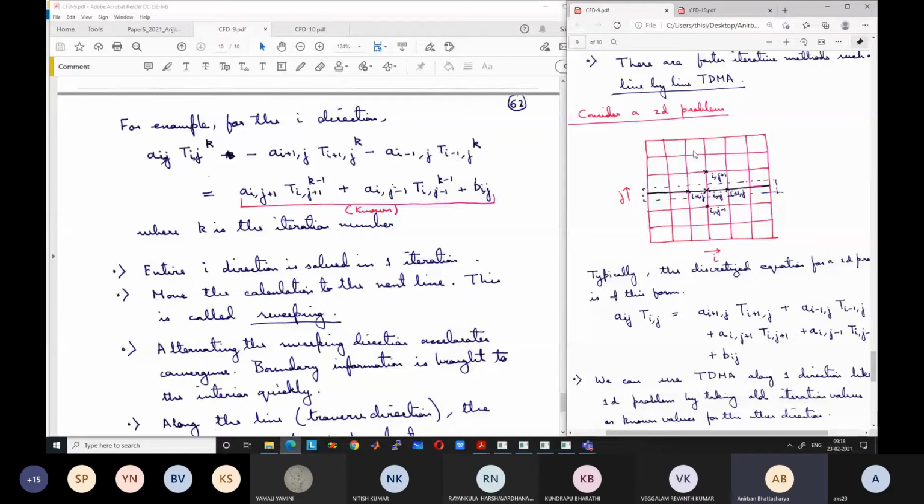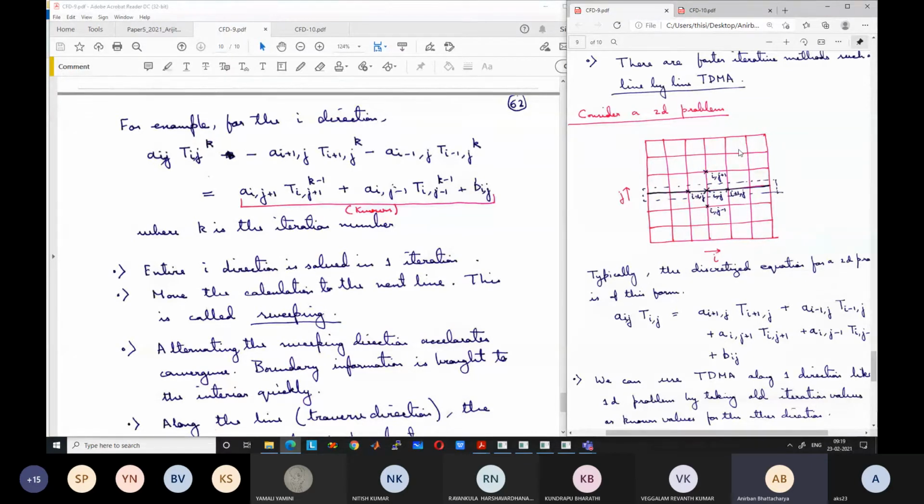So again, it will be a tridiagonal matrix and we will be able to solve using tridiagonal matrix algorithm for each column. Okay. So we will go one by one and we will pass the entire domain from the left to right and find out all the k plus 1 iteration value. Then we can go for the next iteration. We will keep on doing until we find convergence has occurred. Okay. So this method of going from one line to the next line is known as sweeping.